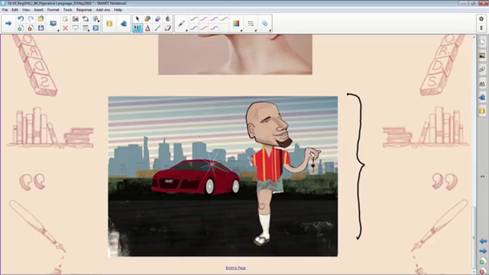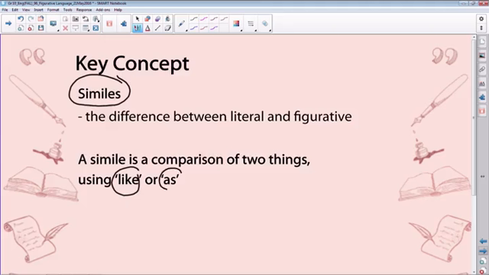Okay, welcome back. Let's go on to our next figure of speech. We are going to be looking at similes. So, what is a simile? A simile is when we compare two things. And when we compare them, we use the words like or as. Okay, so if I say to you, he is as tall as a house, that's a simile.